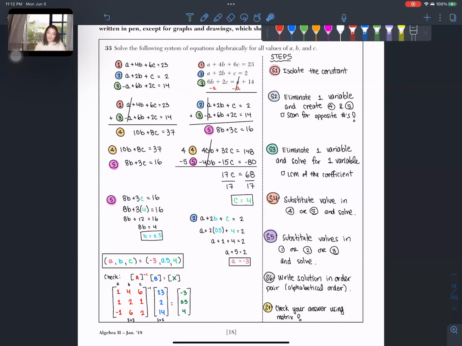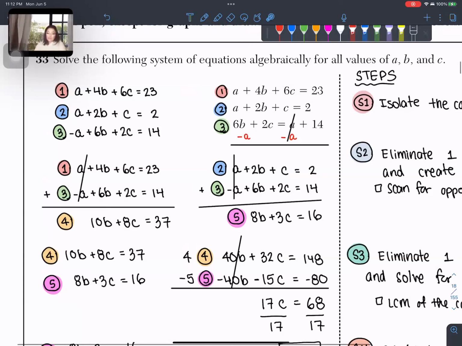You have to submit your answer in ordered pair. Please put parentheses. I don't want to deduct points, because you can put parentheses. These are like silly reasons to lose points.